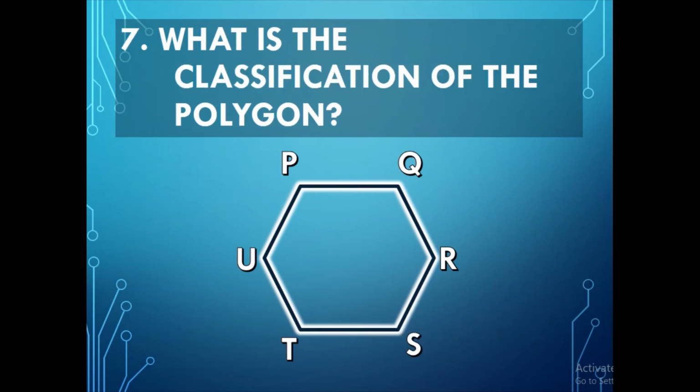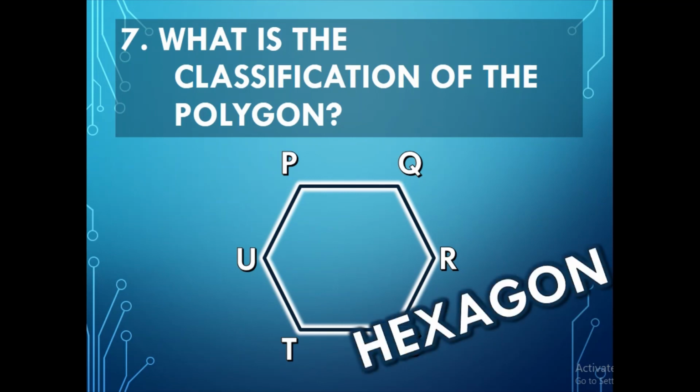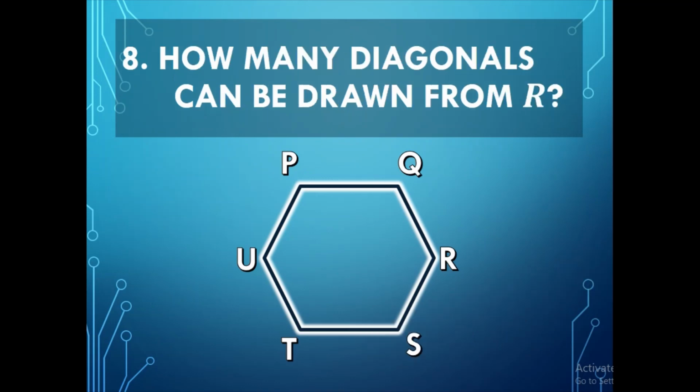Number 7. What is the classification of the polygon according to the number of sides? Since there are 6 sides, we call it a hexagon. Number 8. How many diagonals can be drawn from R? There are 3 diagonals. Those are diagonal RP, diagonal RU, and diagonal RT.